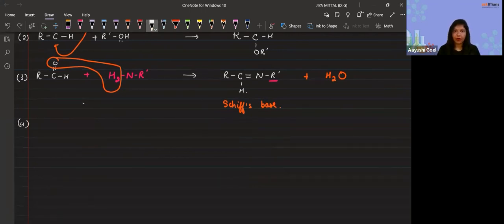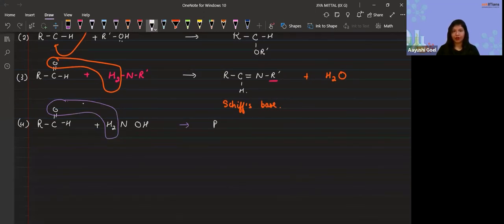The fourth one is the formation of oxime from the same aldehyde, and we are only left with NH2OH. Again there will be water removal, and what do we get here? We get oxime as the major product, RC double bond NOH. That is your oxime.